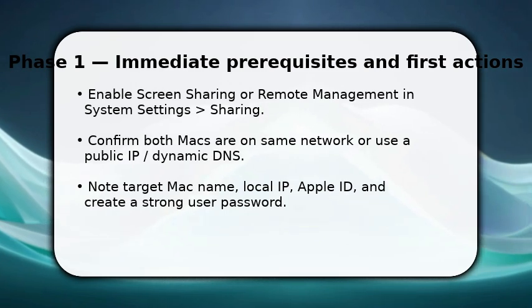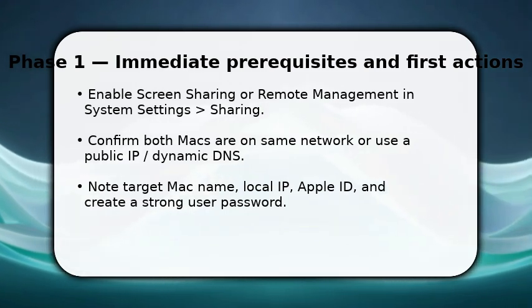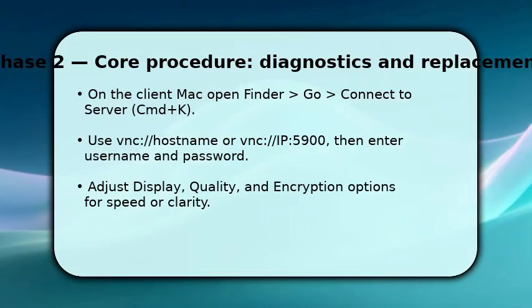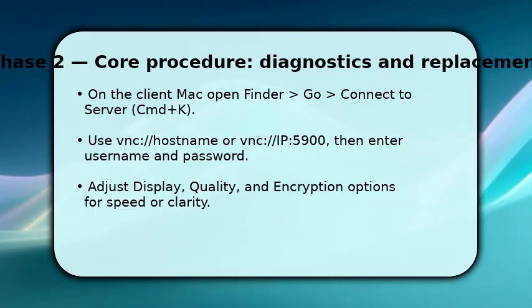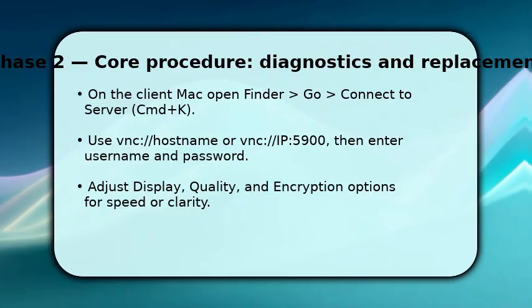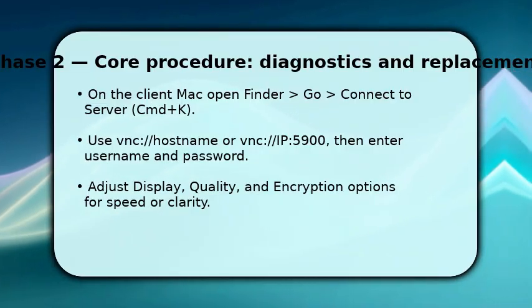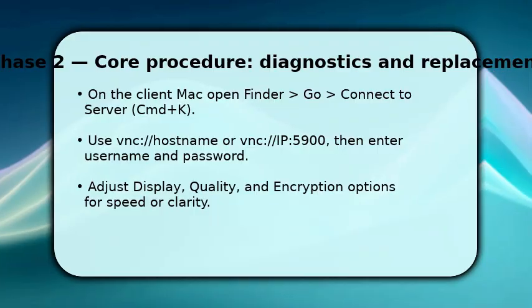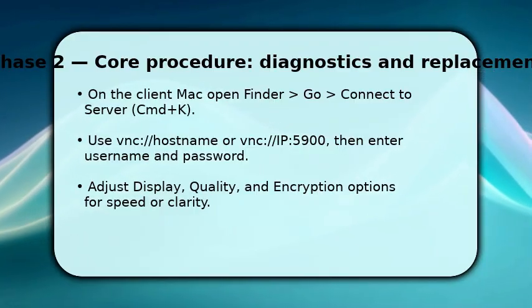You open Finder and choose Connect to Server with CMD+K, then type VNC / followed by the Mac's hostname or IP. For non-standard port include 5901 or similar. When prompted, enter the user credentials you enabled earlier and choose whether to remember them.